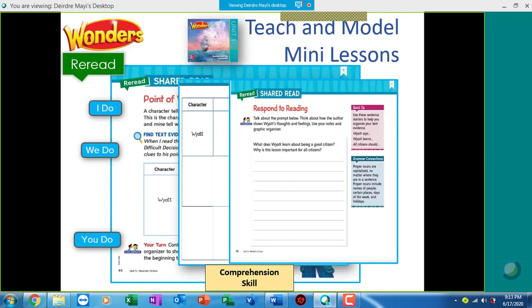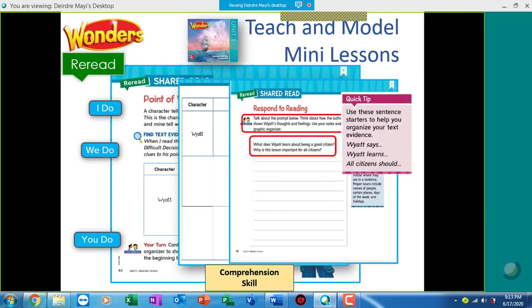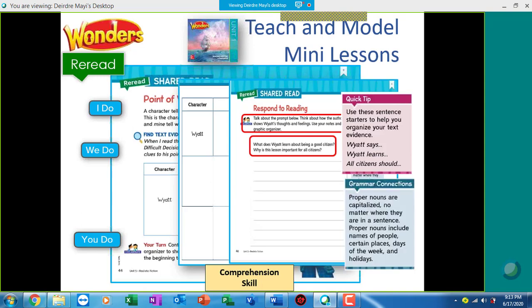Now on the page you're going to see some quick tips. These quick tips include sentence starters that will help students who might be having trouble getting started with their writing. You'll also see grammar connections. We're reminding students about the grammar that they've learned that would be well placed in this response.